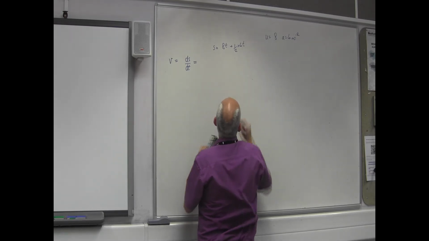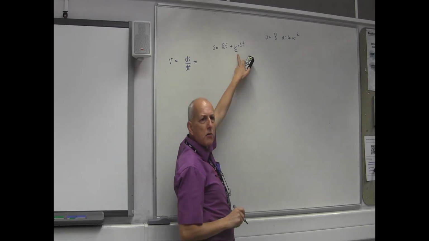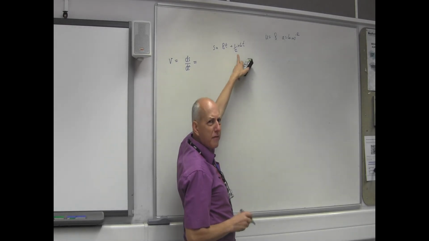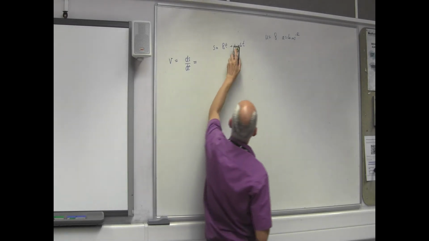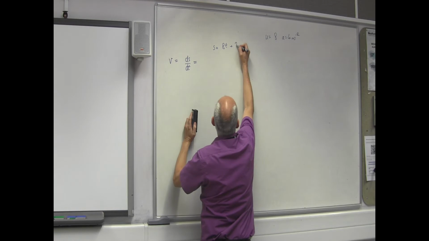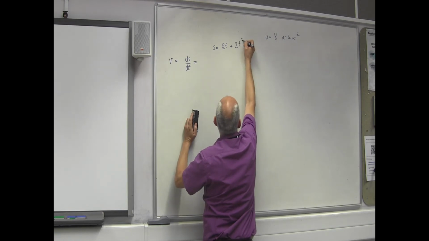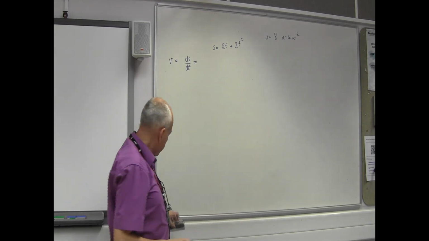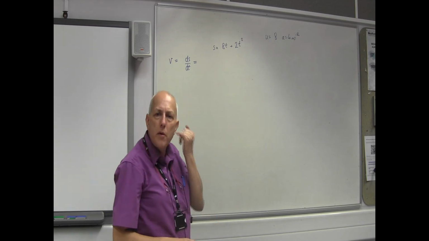So this I'm going to simplify. What's 4 times a half? 2, yeah. So I'm going to make that into 2t squared. Don't forget squared. Okay? That's a bit simpler to work with then.